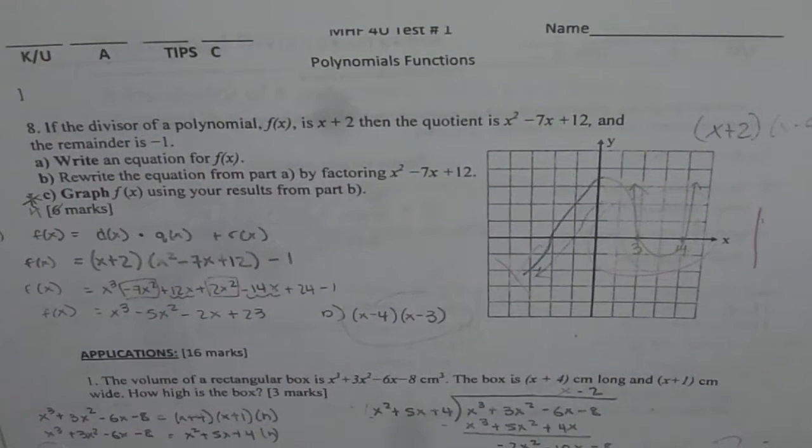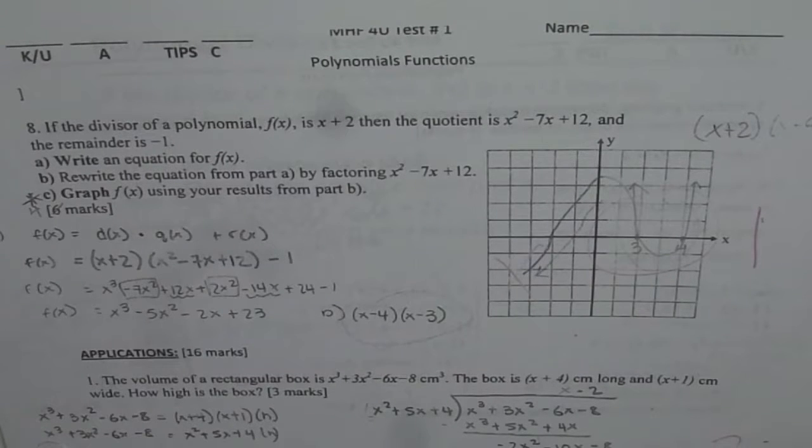Question number 8. It says, if the divisor of a polynomial f of x is x plus 2, then the quotient is x squared minus 7x plus 12 and the remainder is minus 1. Write an equation for f of x. Part B is rewrite the equation from part A by factoring x squared minus 7x plus 12, and part C is graph f of x using your result from part B. You can pause the video, copy the question and then answer.